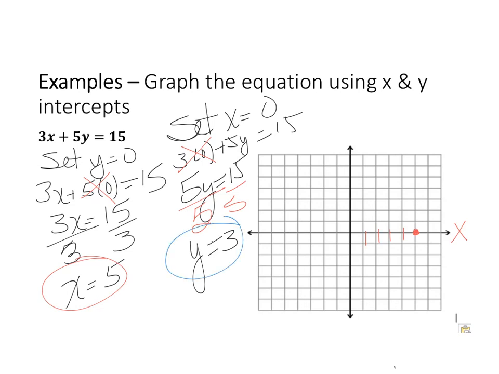So now I'm going to go to the y-axis and plot my y-intercept, which is 3. Then, once I connect my 2 points, I have my line. I actually prefer graphing by the x and y intercepts, so I just love it when you see a problem in standard form. It makes things a whole lot easier.